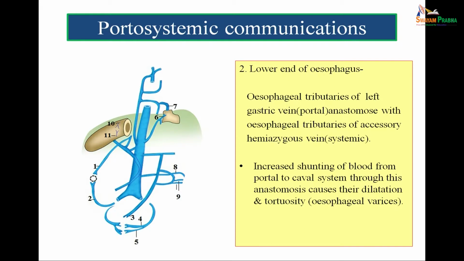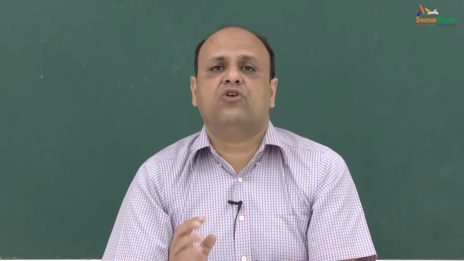So, when this anastomosis opens up, then there is dilatation of the veins in relation to the esophagus. This dilatation and tortuosity of veins is referred to as esophageal varices. So, the lower end of the esophagus is also a site other than the umbilicus where these anastomoses can be opened up, and this can even be fatal due to hematemesis. Now, the blood may come out from these tortuous and enlarged veins in relation to the lower part of the esophagus during instrumentation or even when a person is normally having food.